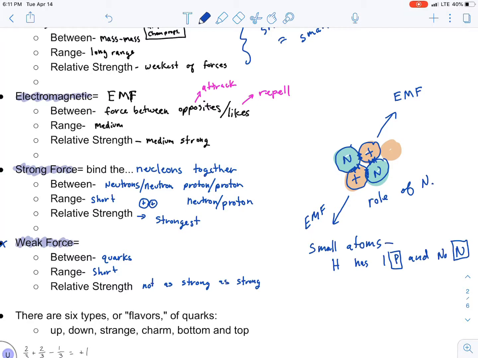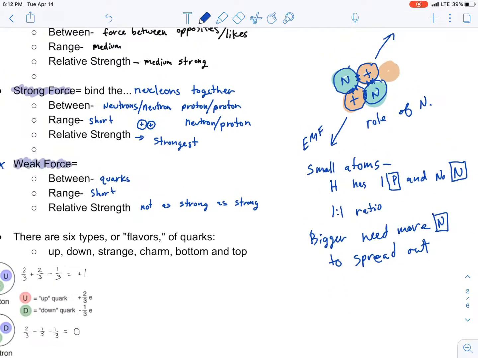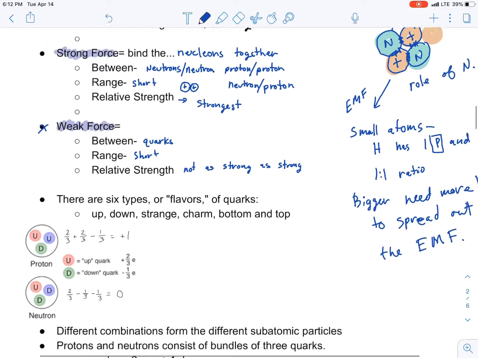But as the atoms get bigger, they're usually a 1-to-1 ratio. And as you get bigger and bigger and bigger, you need more neutrons to spread out the electromagnetic force. That's why we have neutrons. Okay.